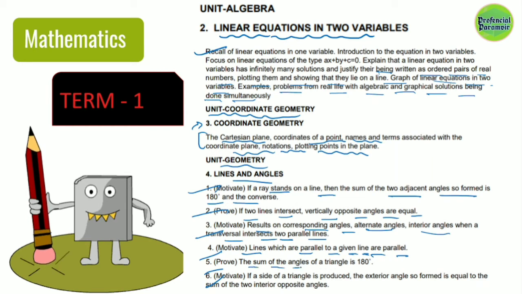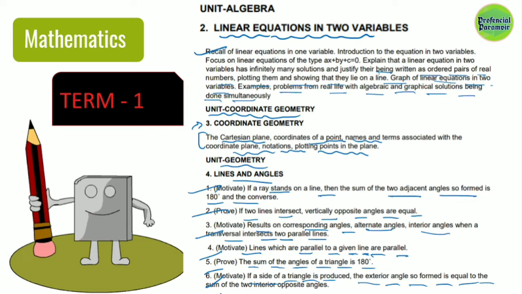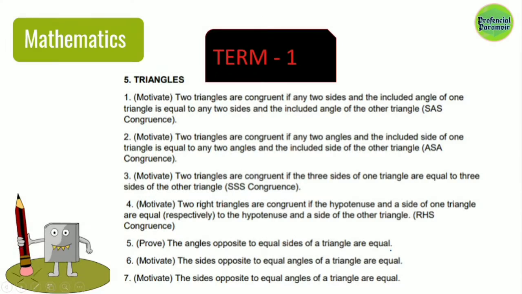To prove the sum of the angles of a triangle is 180 degrees. If a side of a triangle is produced, the exterior angle so formed is equal to the sum of the two interior opposite angles. So these are topics which will come from this chapter, that is lines and angles in unit geometry.